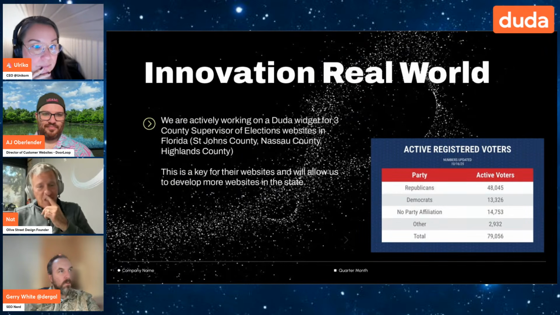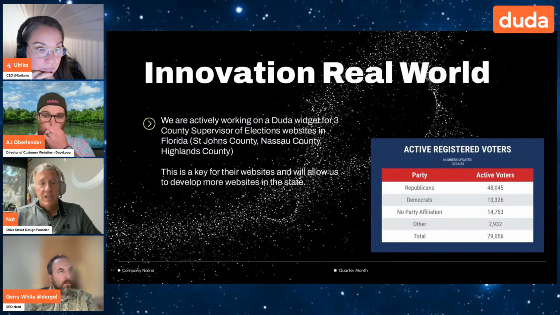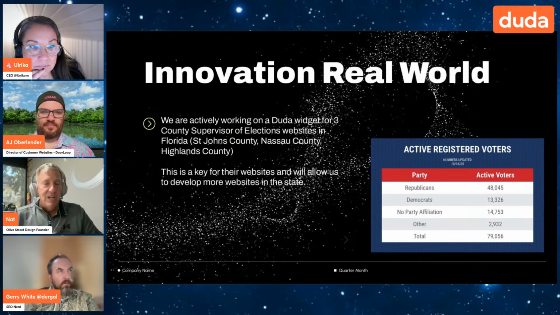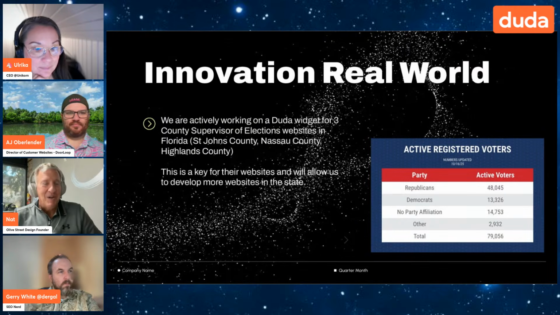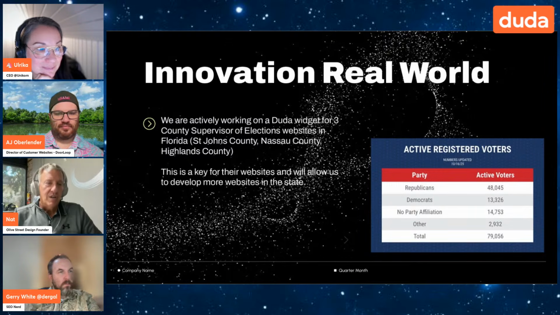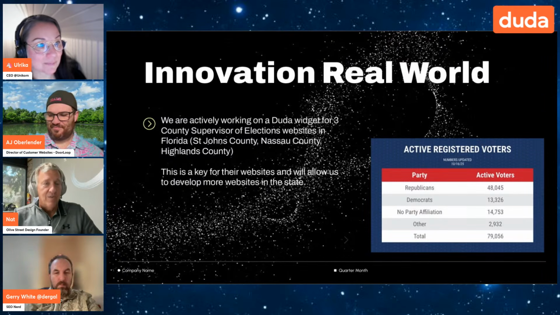So here you can see you have active registered voters, Republicans, Democrats, no party affiliation, other, and total, and it updates in real time. So very cool. It's on the sites. It's working to 90% perfection right now. We're getting there because we just started playing with this. But once this is up and live, we're just going to make a phone call to the other county election people and say, here, we've got this going on.